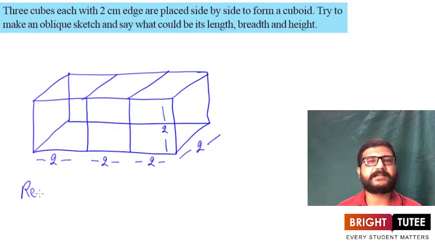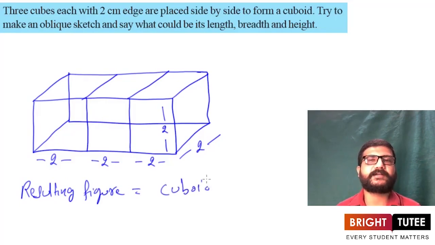We can write like this: resulting figure is equal to a cuboid, or we can say resulting figure is a cuboid. Now what we have to tell? Length, breadth and height of this cuboid. So what will be length?